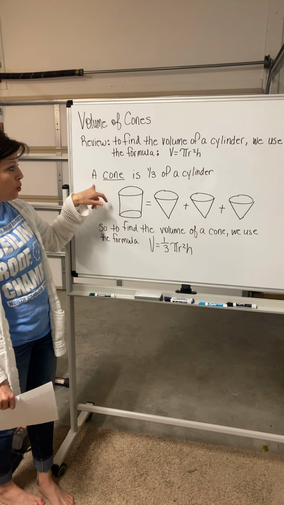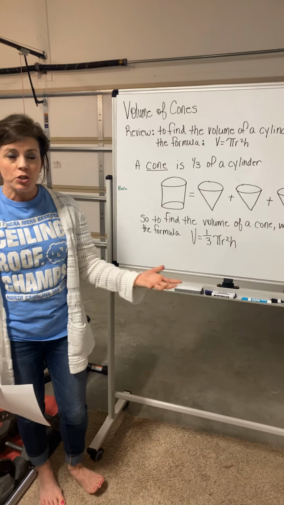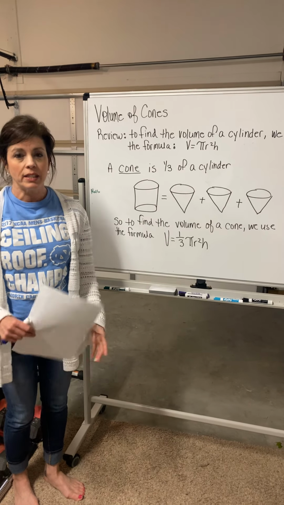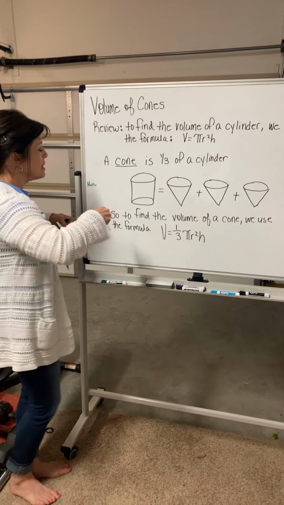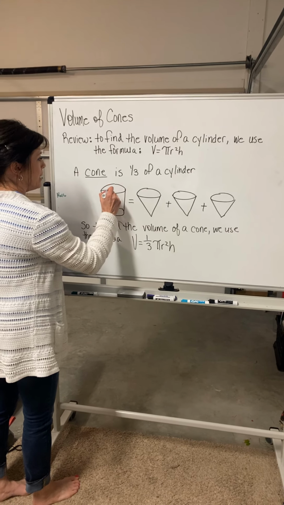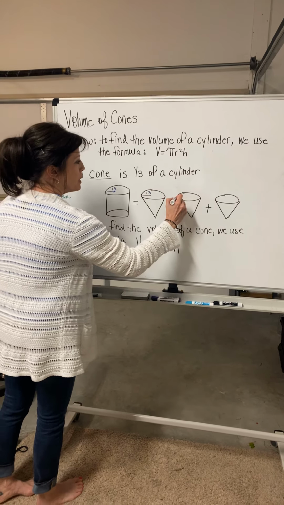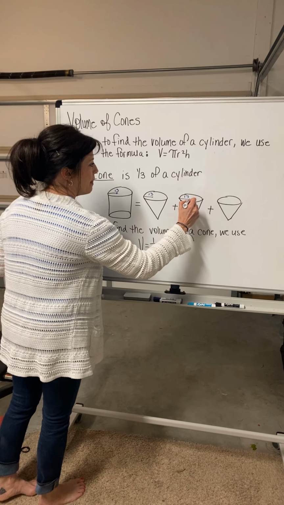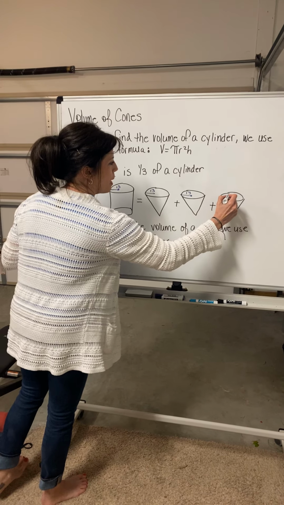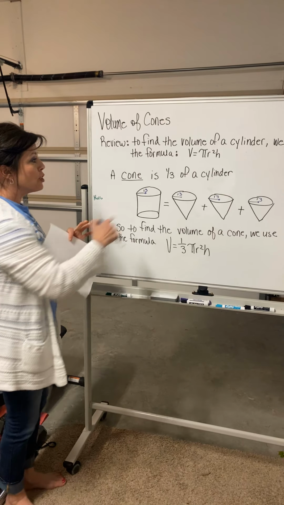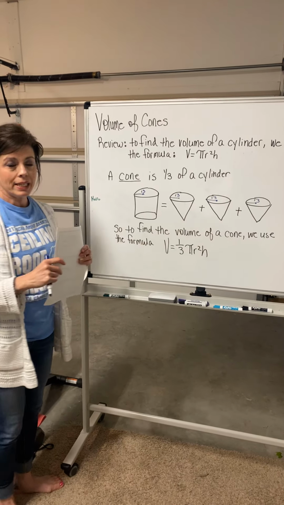So a cone, think about an ice cream cone or a traffic cone, is 1/3 the size of a cylinder. So if you have a cylinder that has a radius of 13, that's going to equal 3 cones with the exact same radius and the exact same height. Now I know mine are not drawn to scale, they're a little bit bigger and smaller, but it takes 3 cones to equal 1 cylinder.